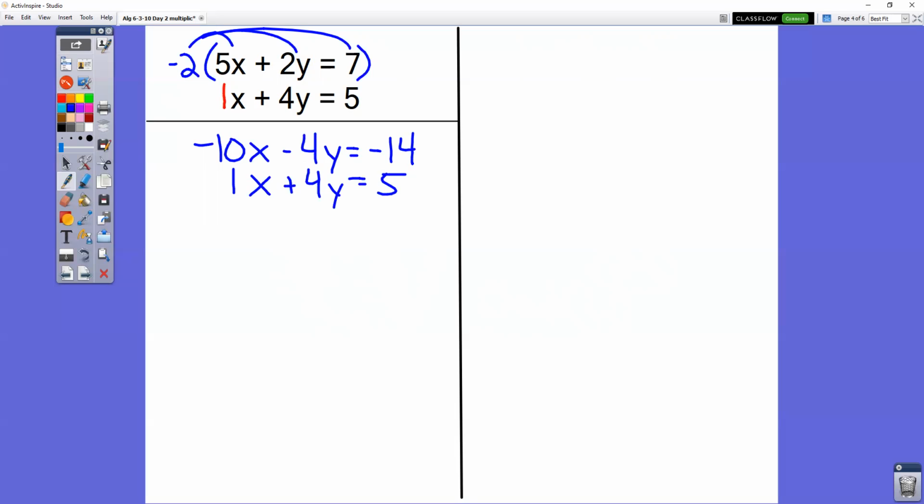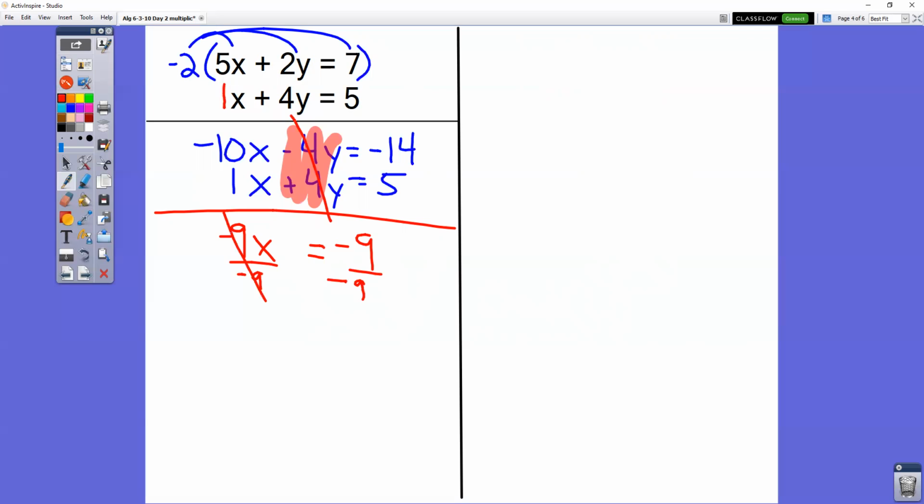So when I go to do this, now I have my opposites, all right? I have my opposites of negative 4y and positive 4y. So now I can just add going down, just like you did yesterday. Negative 10 plus 1 is negative 9x. These just canceled out, equals negative 9. Divide by negative 9, divide by negative 9, solving this equation. And you get x equals 1.